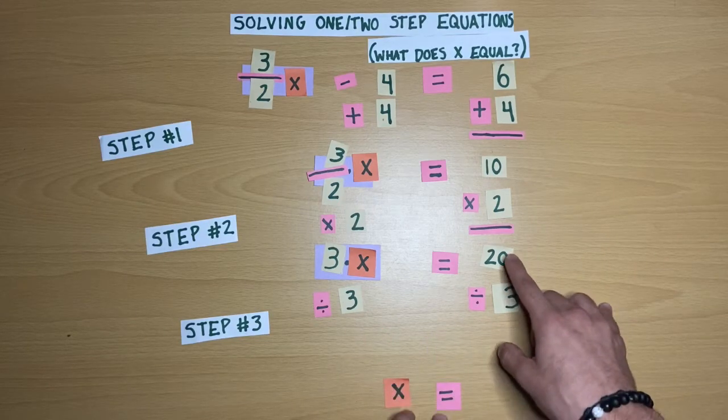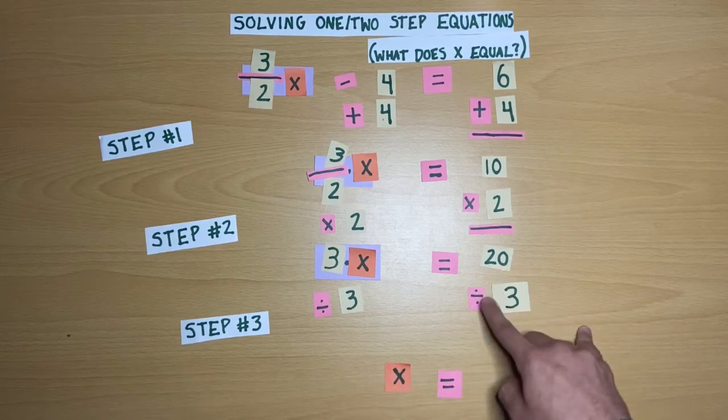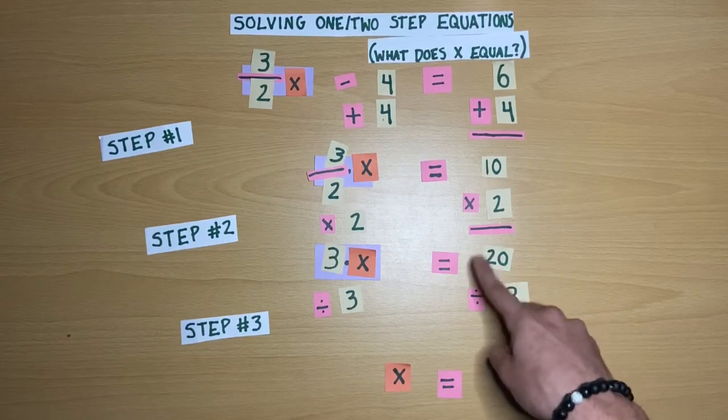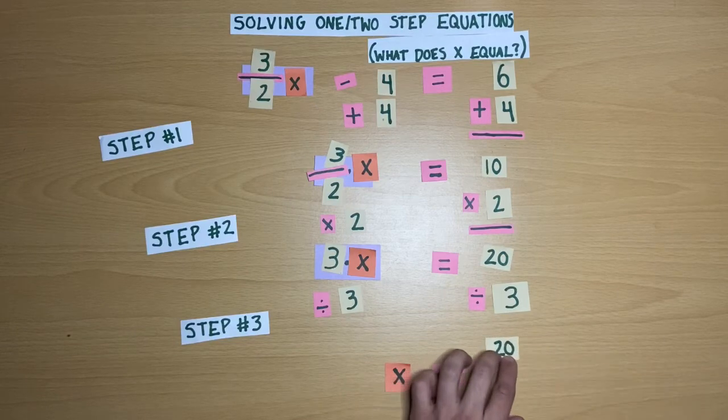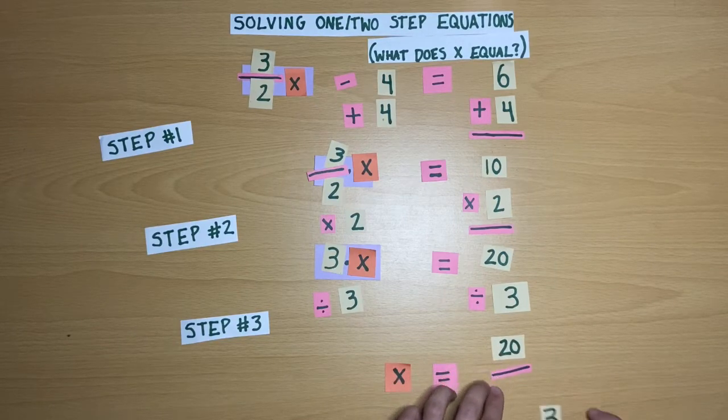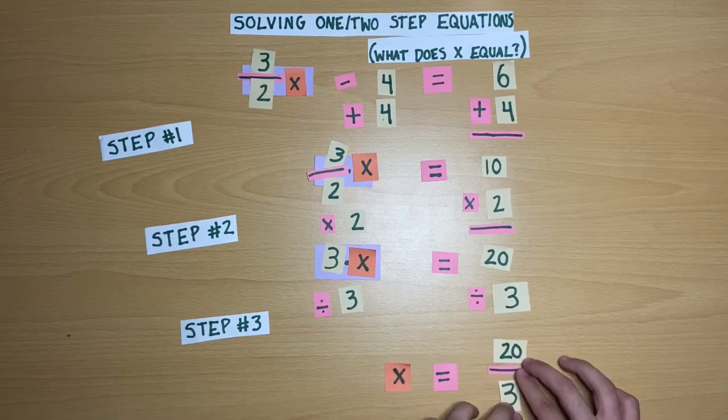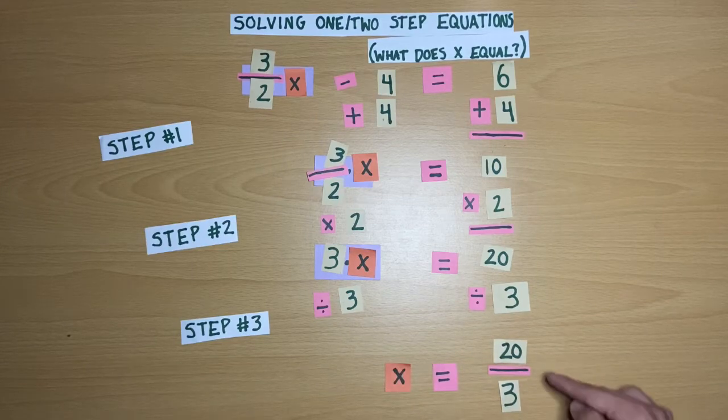And the thing about this is that this can't be reduced anymore. This 20 divided by 3 will give us a decimal. So it's perfectly fine to just say 20 divided by 3 is 20/3, because that's what fractions are.